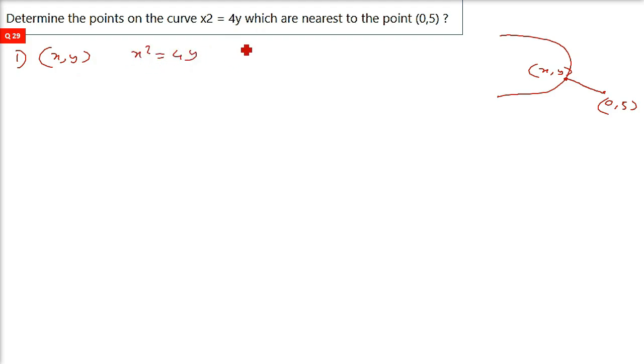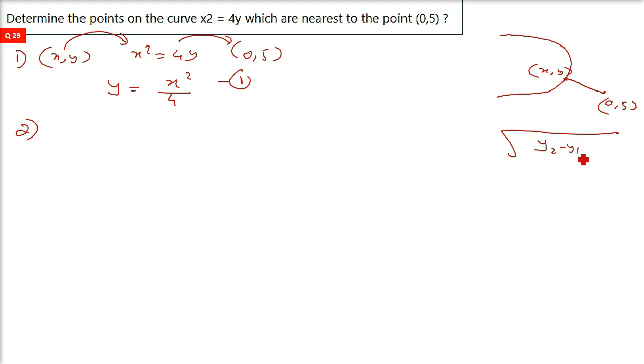So x square equals 4y. This xy is nearest to which one? 0, 5. So now what are we going to do? We will use this equation, try to find the distance equation and then go about it. So from x square equals 4y, you can get y equals x square by 4. When we have y equals x square by 4, we will find the distance between xy and 0, 5.